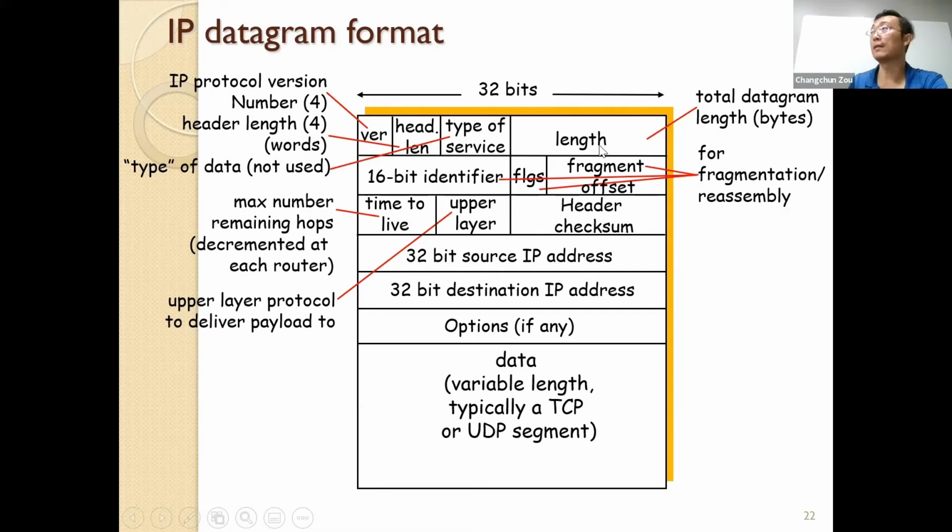The length, this length is the number of bytes in the whole IP packet. So this length is the IP packet length. This header length is just the IP packet header size. And the second row, these 32 bits are used for fragmentation. I will not explain the details of fragmentation. It's a little bit complicated.